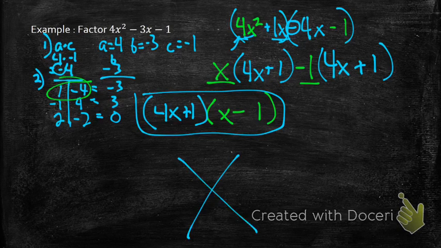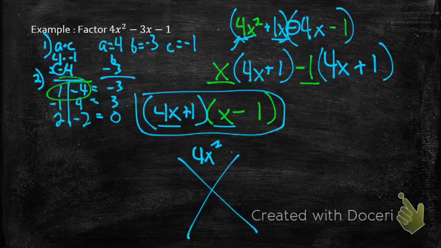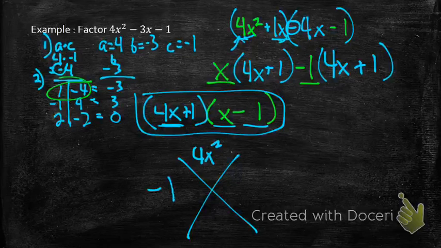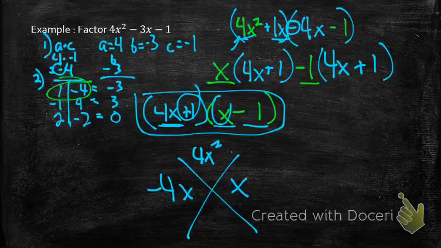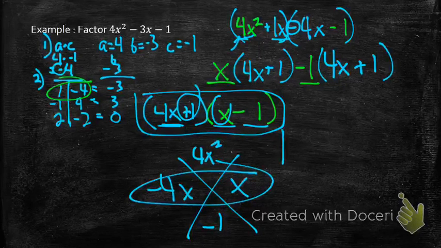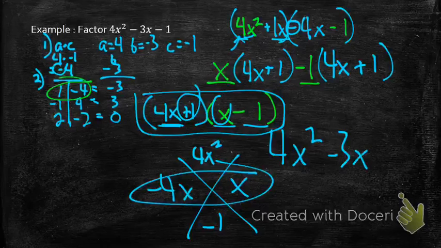If we do this, we have 4x times x gives us 4x squared, and then 4x times negative 1 gives me negative 4x. Then we move to the inside, 1 times x gives me x, and then 1 times negative 1 gives me negative 1. We add our like terms in the middle, and we get 4x squared minus 3x minus 1, which is exactly what the problem is to begin with. Okay, that is factor by grouping.